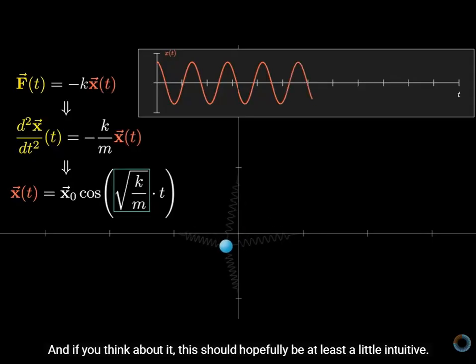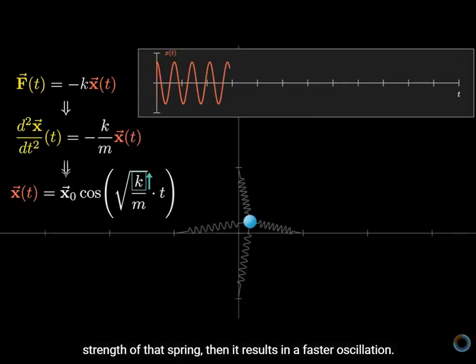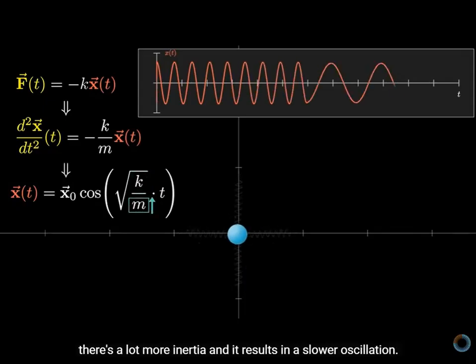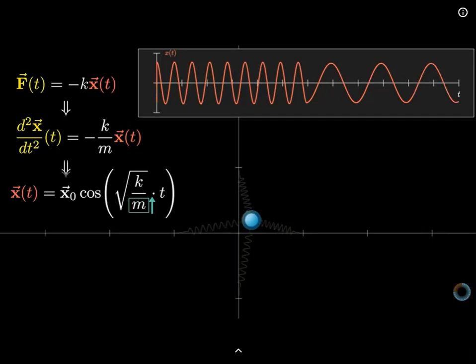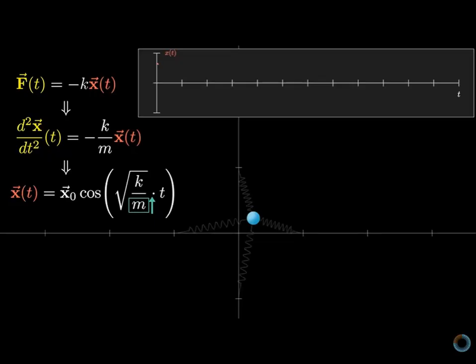And if you think about it, this should hopefully be at least a little intuitive. For example, if you increase k, which is kind of like increasing the strength of that spring, then it results in a faster oscillation. Whereas if you increase m, the mass of the particle, there's a lot more inertia, and it results in a slower oscillation. So this all relates completely to that simple harmonic motion section we did. We've looked at it, I should say.